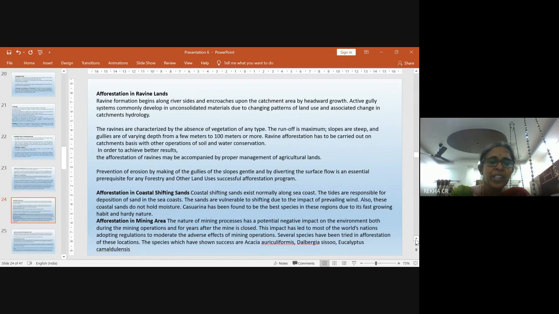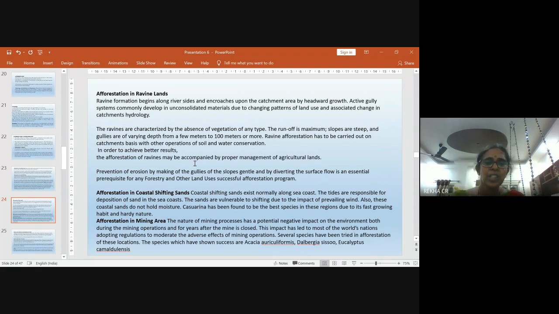So afforestation in ravine lands. Ravine formation begins along the river sites and encroaches upon the catchment area by headward growth. The ravines are characterized by the absence of vegetation of any type. Here also the runoff water is maximum. The slopes are very steep. And ravine afforestation has to be carried out on a catchment basis with other operations of soil and water conservation.